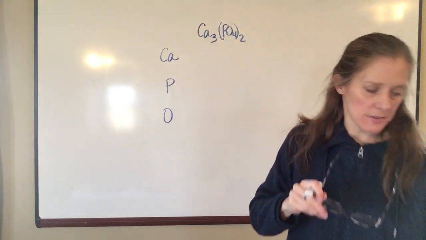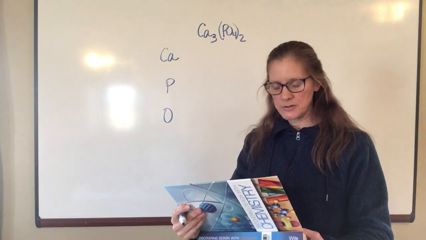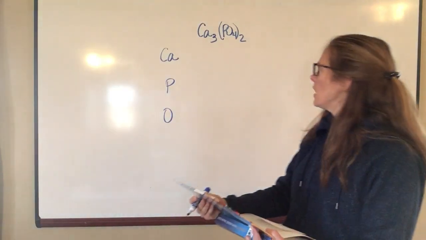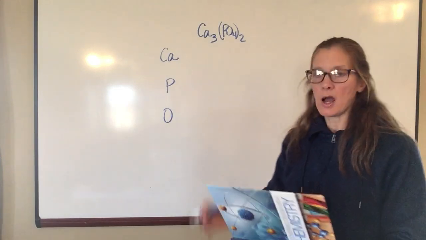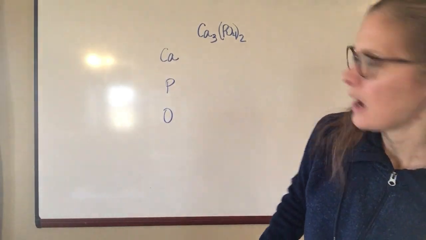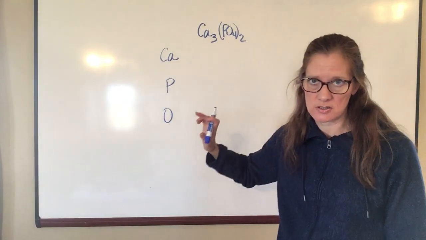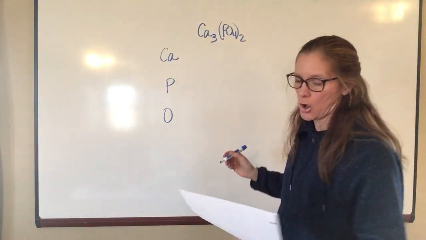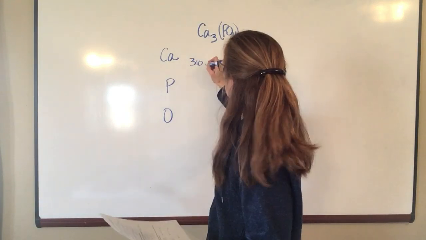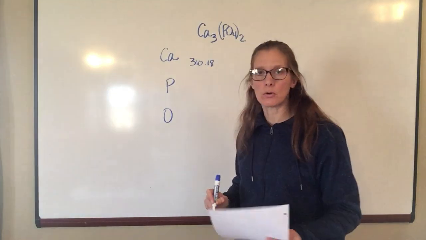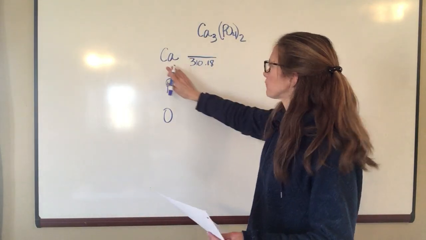If you look at the periodic table in the front of the book, you will see that calcium has a molar mass of 40.08, phosphorus has a molar mass of 30.97, and oxygen has a molar mass of 16. There are 3 calciums, 2 phosphoruses, and 8 oxygens. When you calculate the molar mass for all of those, you're going to come up with 310.18 as the total. Okay? Now, since that's the total, that's going to go on the bottom.